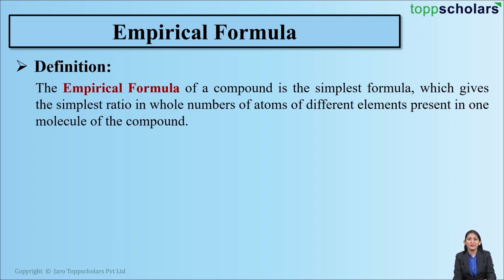Quite confusing, right? Okay, let's make it a bit easy. In simple words, we can say that empirical formula of a compound is the simplest ratio of atoms that are present in the compound. Let's understand this with an example.